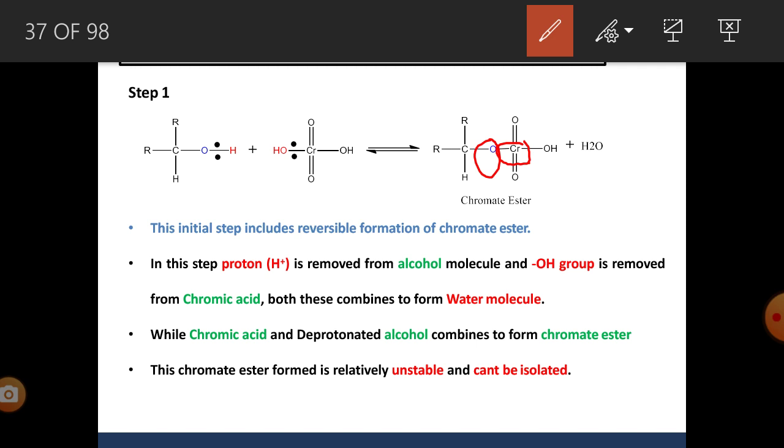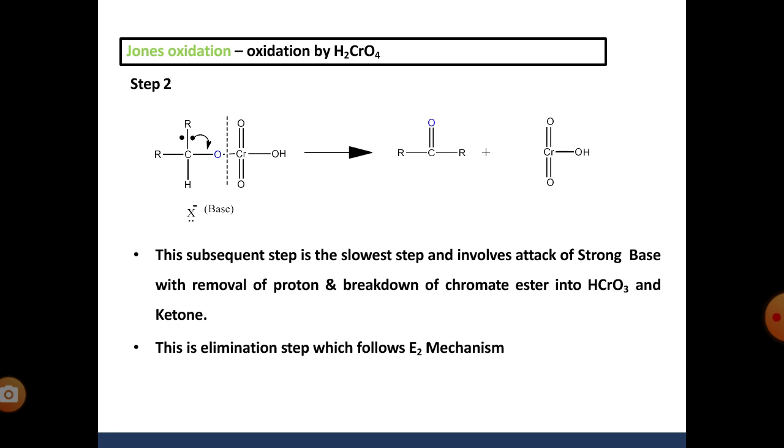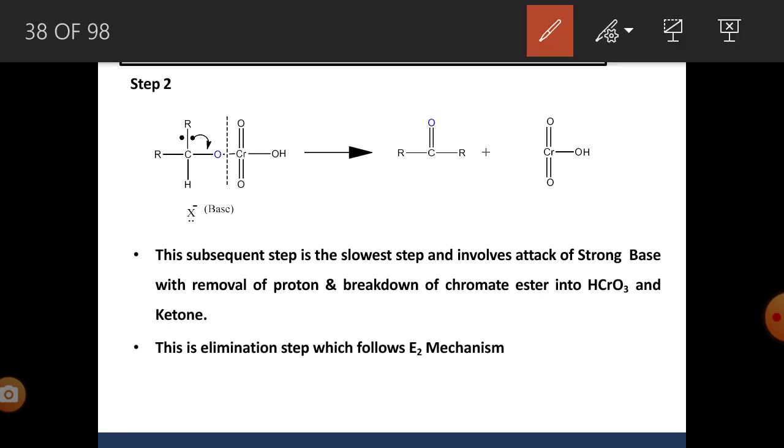After that, this complex breaks down, which we will show in the next slide. Now a bond breaks again between this oxygen and Cr, while this hydrogen gets removed. So this complex is converted into a ketone. The mechanism is similar to that of aldehyde.